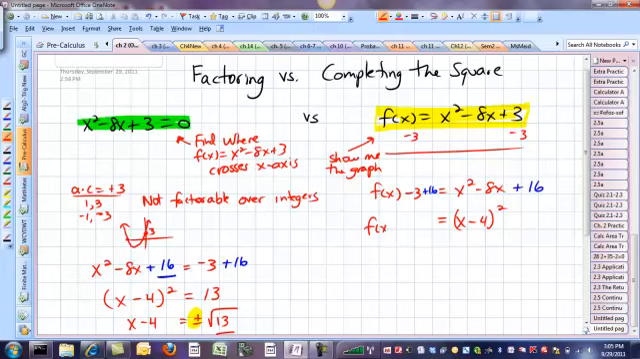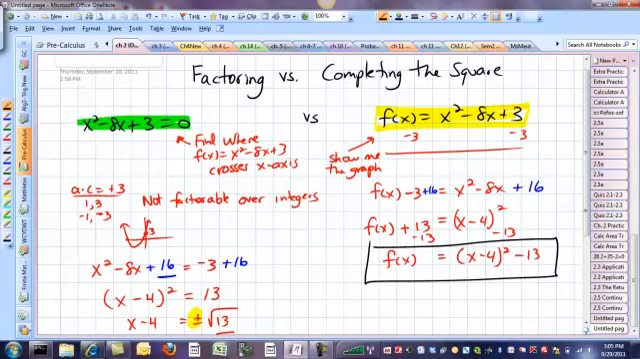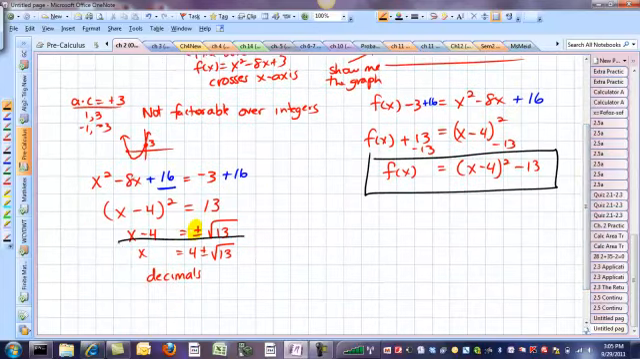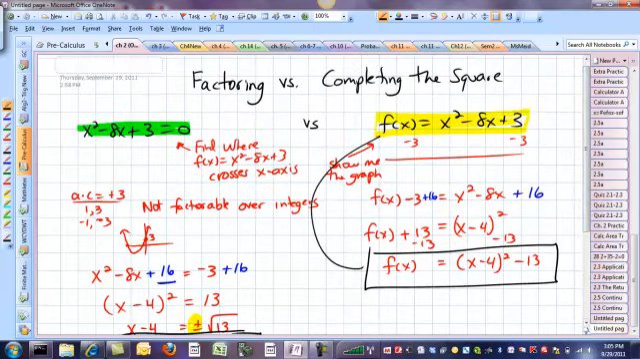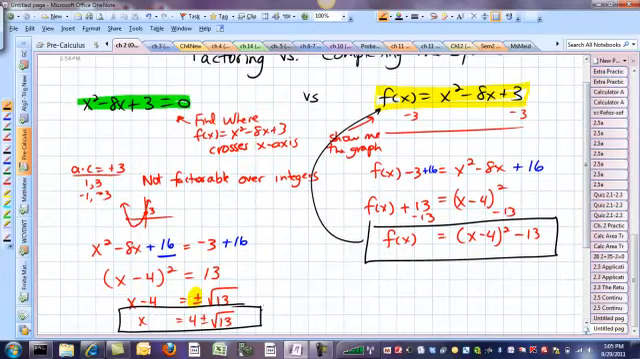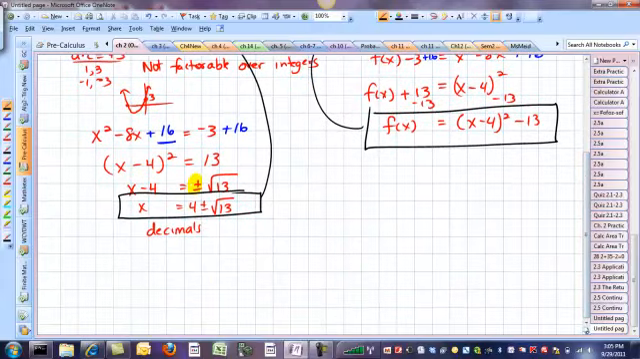On the left, it seems a little weird, but it's not really any different than what we did when it was a 0. And my last step is going to be to move that 13 back to the other side. And I get x minus 4 quantity squared minus 13. And this is what it looks like when I do that in function mode as opposed to roots mode. Okay? It all depends on, did it come from f of x or did it come from equal 0? All right. Let's take a look at another one.